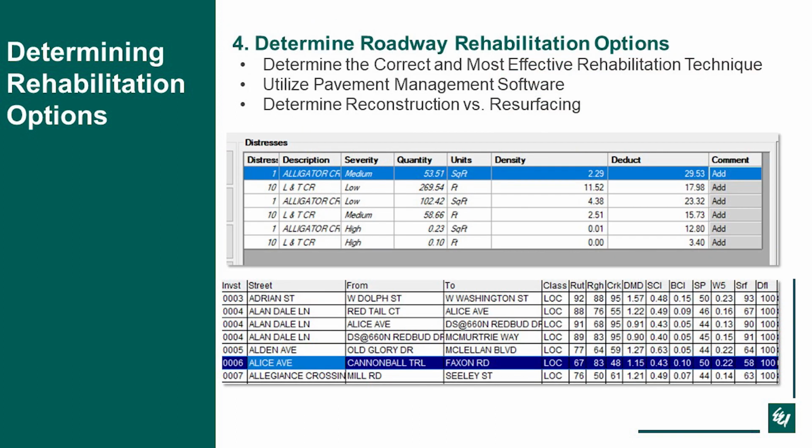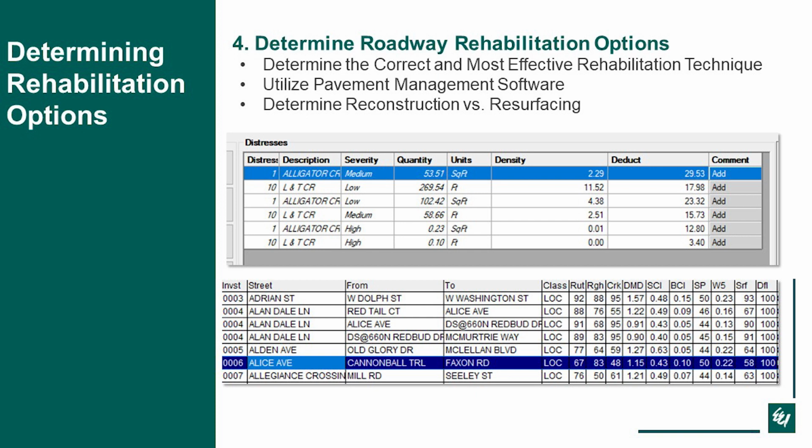Then the fourth would be to determine your roadway rehabilitation options. So you want to make sure you're determining the correct and most efficient rehabilitation technique. You don't want to be over-designing, but don't want to under-design either based on all the information that we've talked about. And then utilize the pavement management software. So what's shown here is just from one program at the top, the PAVER program. So you can see on that section of pavement, there was some alligator cracking of medium severity and what the quantity was. It'll tell you you had some longitudinal and transverse cracking, and that will go a long way, as discussed, to determine what you want to do.